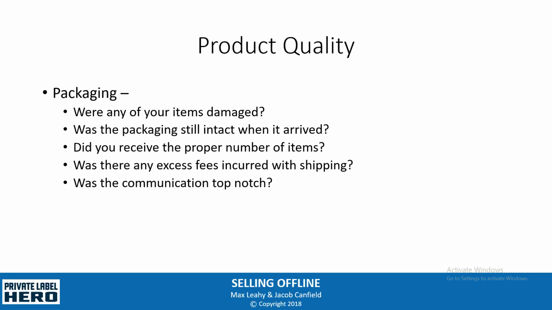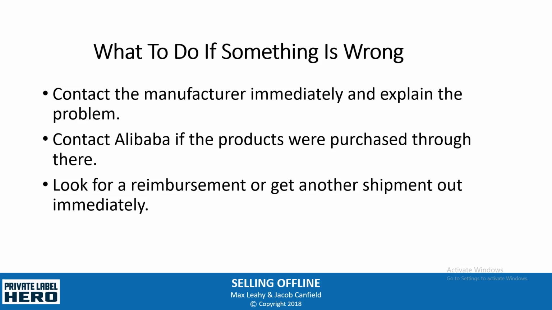You want to see if there were any excess fees incurred with the shipping, importation taxes, stuff like that. You want to make sure that the communication was top notch. When we do our importing, we make sure that they send photographs at every stage. If they fail the first inspection, we make them pay for the second inspection. All of those things are in our contract template, but these are just some of the things that we look for. So what to do if something's wrong?